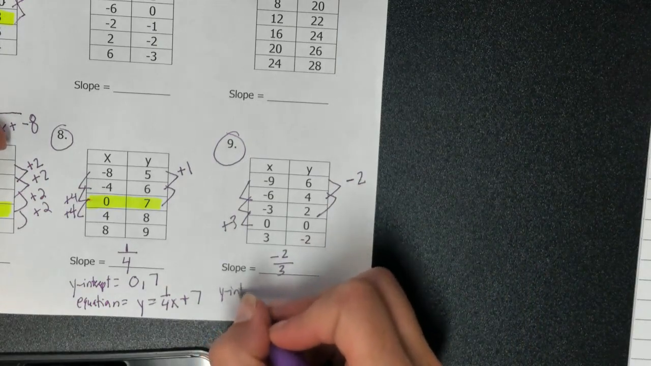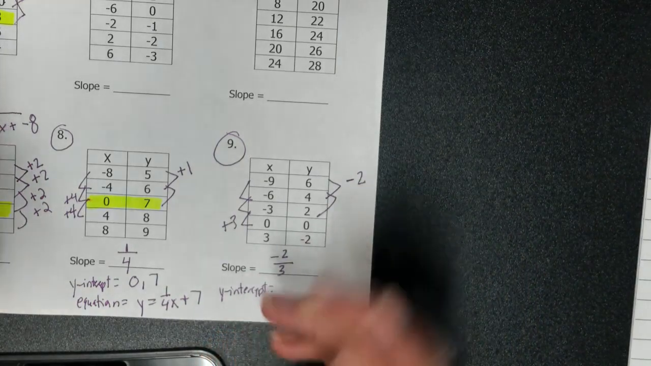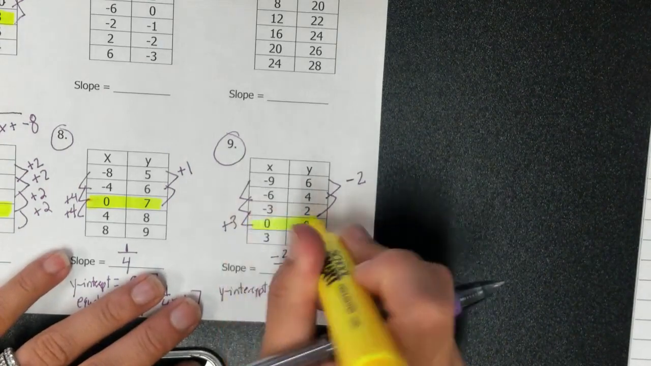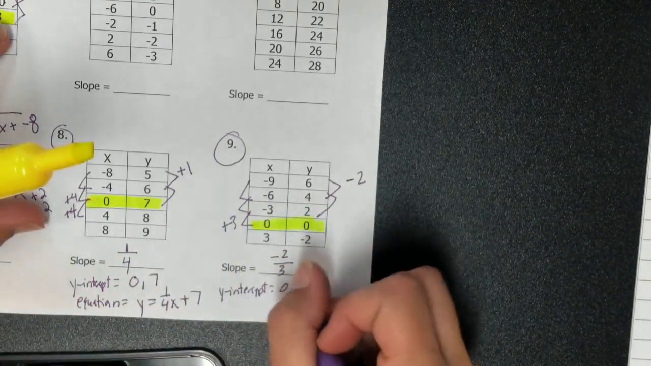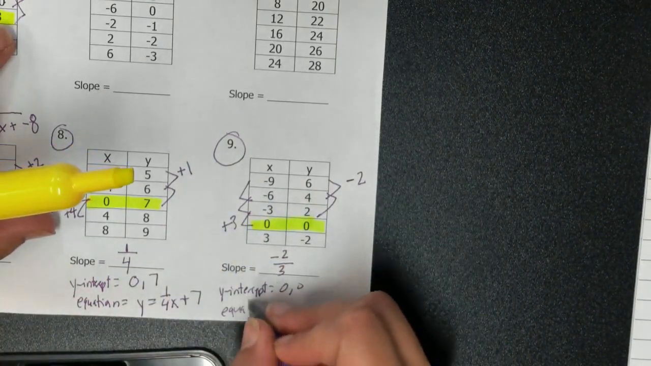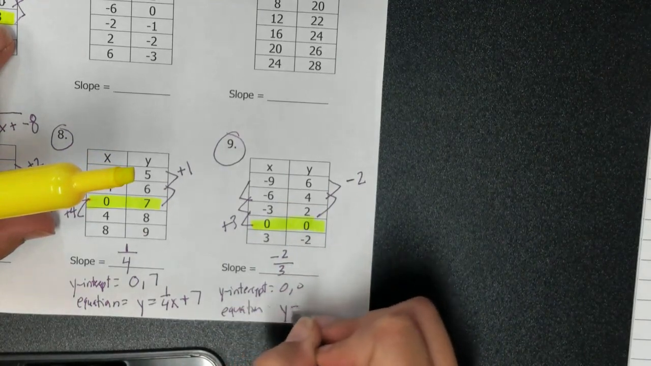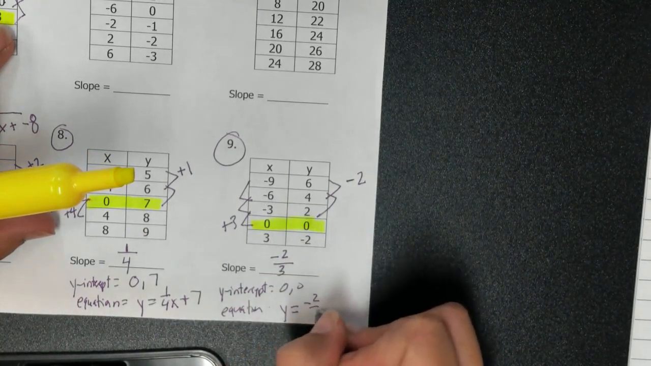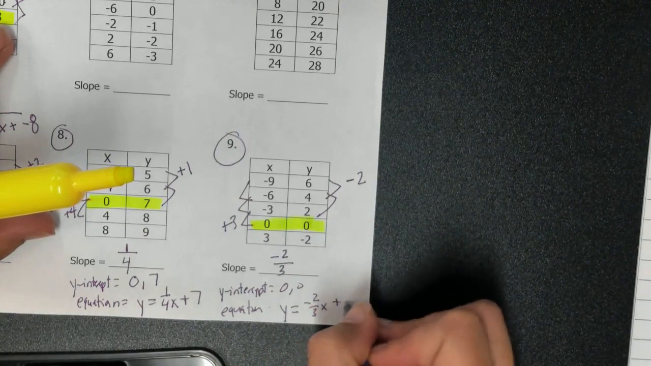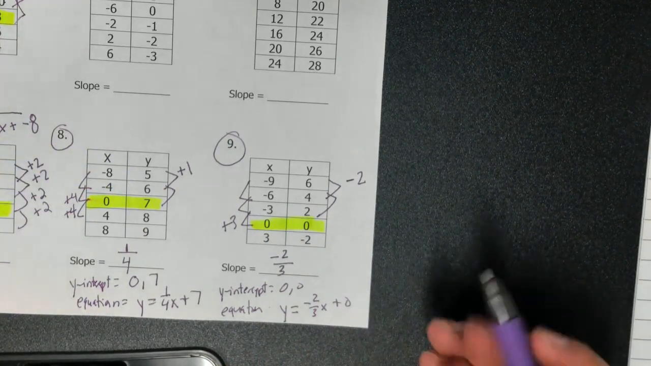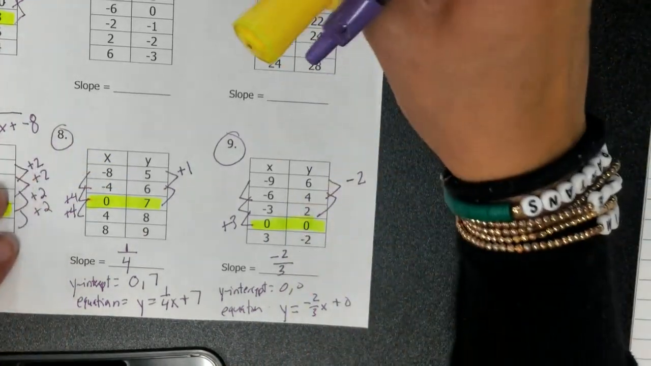Let's look at the y-intercept. Oh, so my y-intercept is (0, 0). That's nice. My equation, y equals, my slope comes first, -2/3 x plus 0. And I really don't even have to write that. My equation can just be y equals -2/3 x.